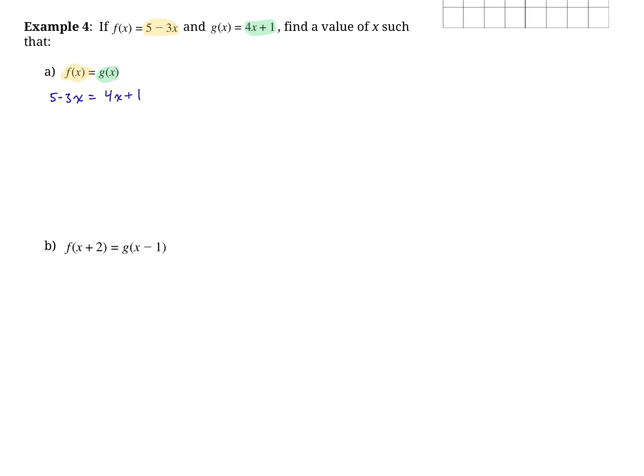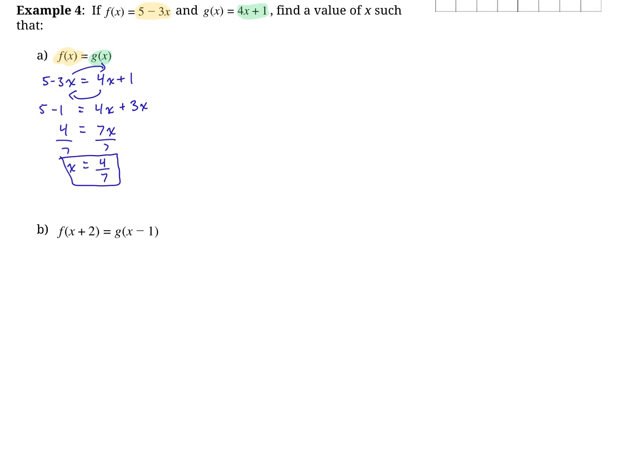Now we need to combine like terms, so we move all x's to one side and all constant numbers to the other side. So this is going to become 5 minus 1 equals 4x plus 3x. So we have 4 equals 7x, and if we divide by 7, x is equal to 4 over 7.